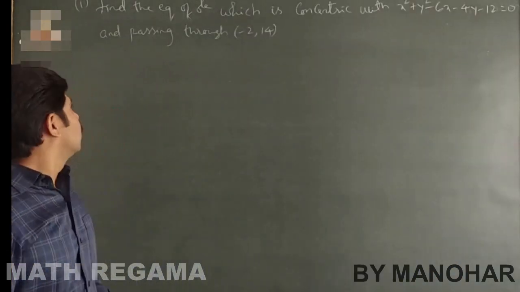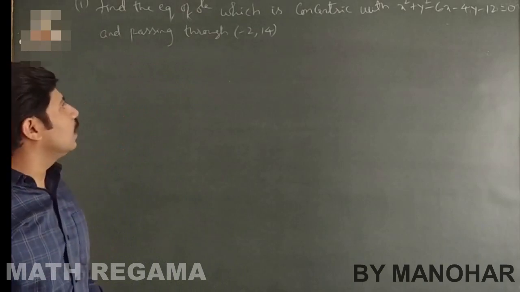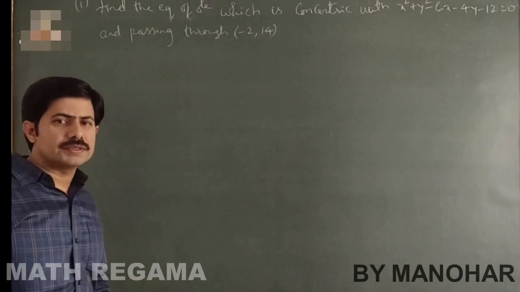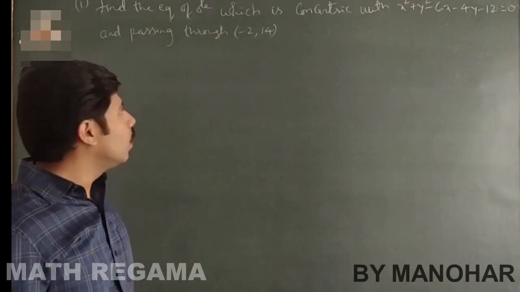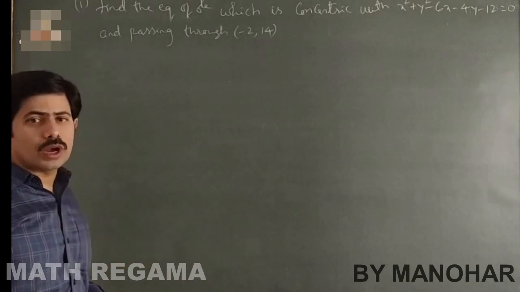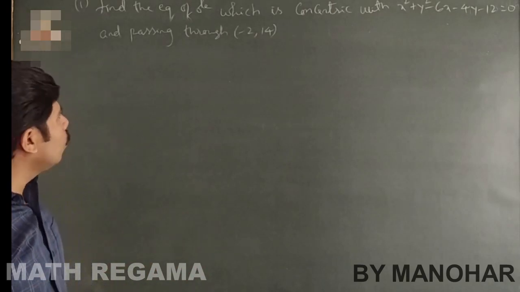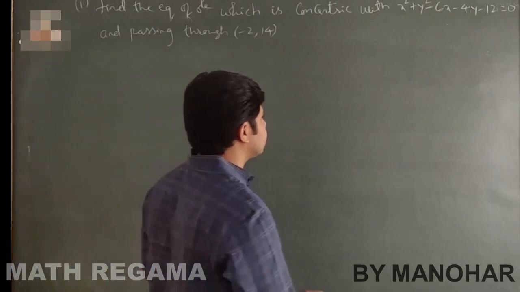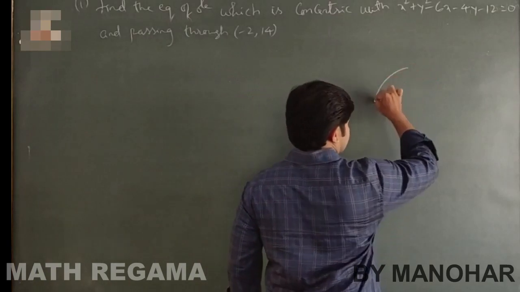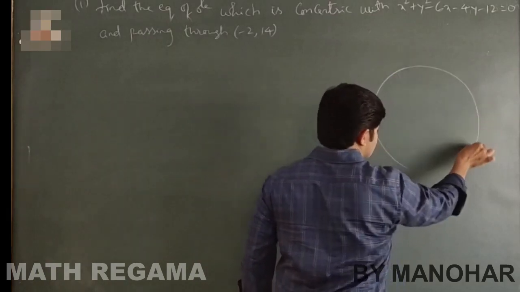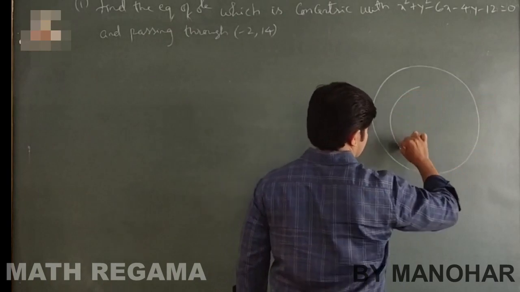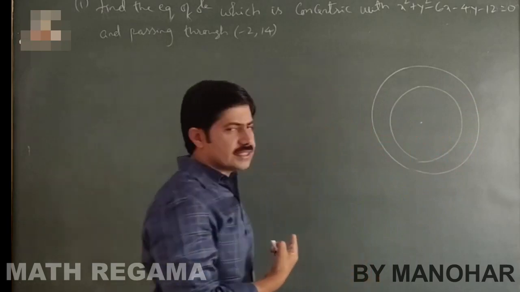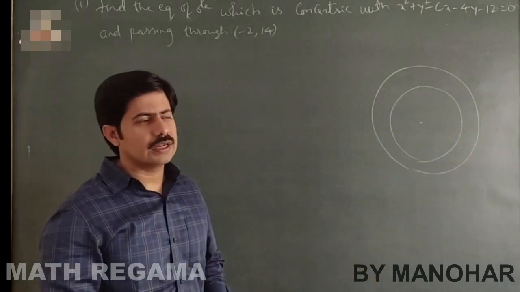Next question. Find the equation of circle which is concentric with the circle x square plus y square minus 6x minus 4y minus 12 is equal to 0 and passing through minus 2, 14. Okay, so before doing this, we have to know what are concentric circles. Two circles having the same center are concentric circles.